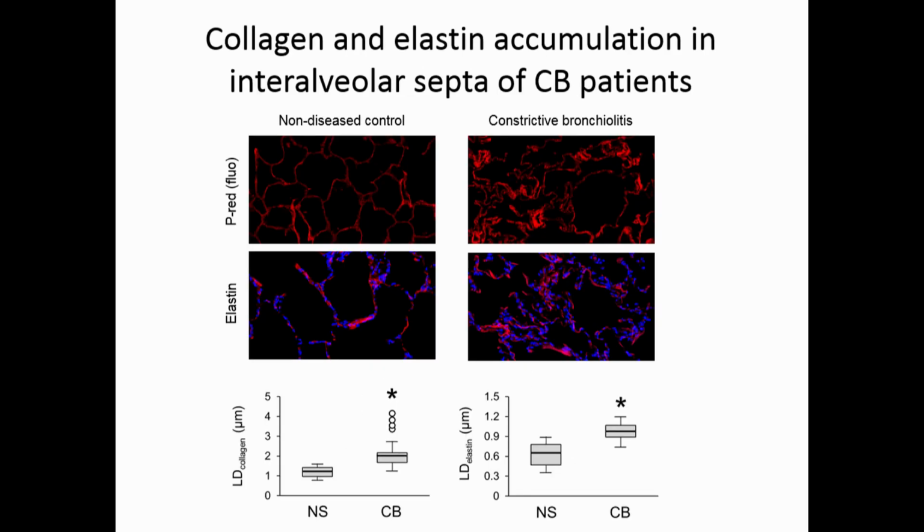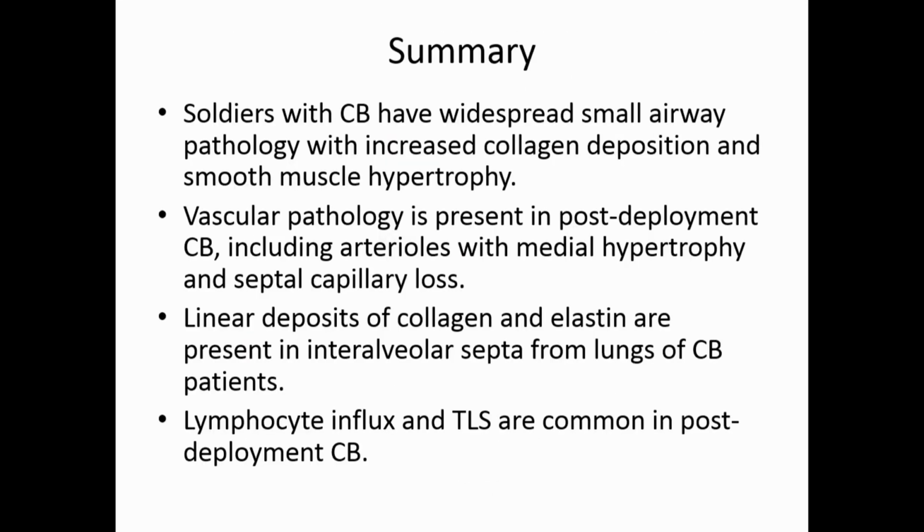In addition, although I don't know how well it projects here, when we do picrosirius red and quantify the red in these septal areas as well as elastin, what we found is that there's increased collagen and increased elastin in sort of linear deposits in these interalveolar septa, and that's quantified by this linear deposit collagen and elastin measurement here. So the septa are abnormal as well in that there's loss of capillaries and some, while not overtly fibrotic, some areas where there is increased deposition of collagen and elastin.